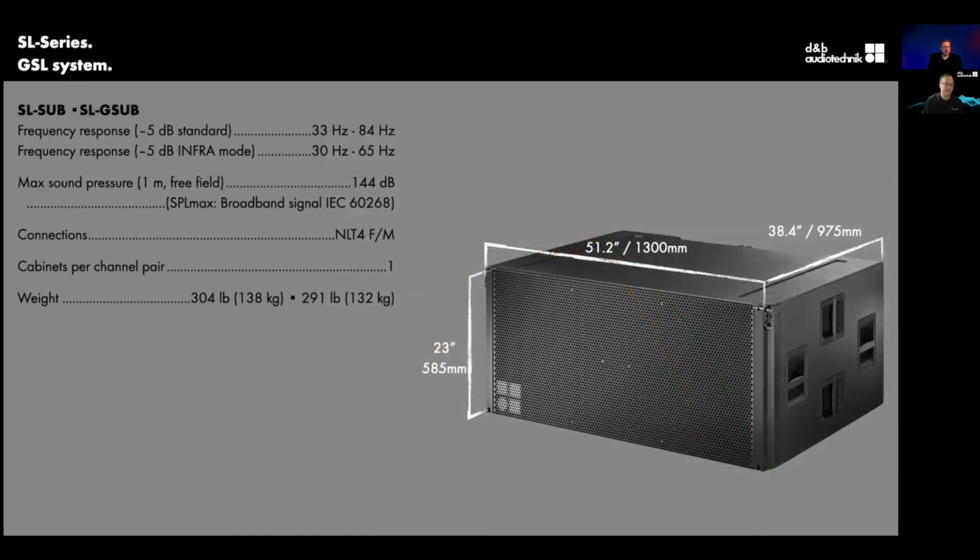So the specs on that, once again, we have the SL sub, the SLG sub, goes down to 30 hertz in the infra mode and still able to have an amazing 144 dB SPL. This is a pair of channels to be able to power this, and it weighs 304 pounds or 138 kilograms. And then the ground version is that 291.